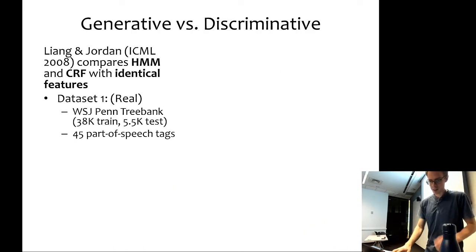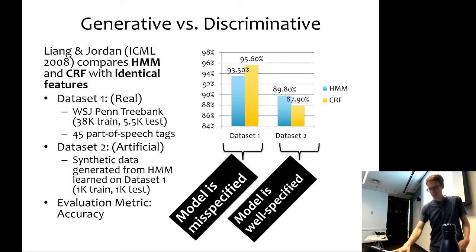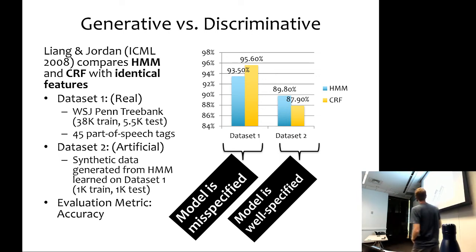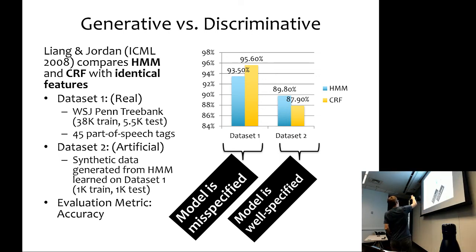Okay. Before we get there, let me make a quick note here. There are some really interesting results when you start to look into this contrast of conditional random fields and the sort of equivalent Bayesian network. There's this paper of Lang and Jordan in 2008 that compares the HMM and the CRF with identical features, right? That's actually the first CRF that I proposed, where we hadn't improved on the HMM in any way. And what they did was they looked at two different settings.